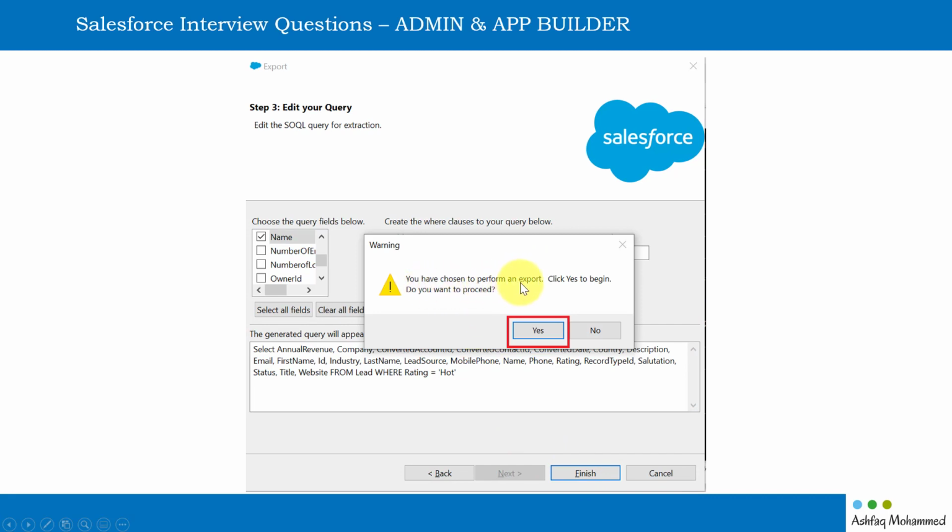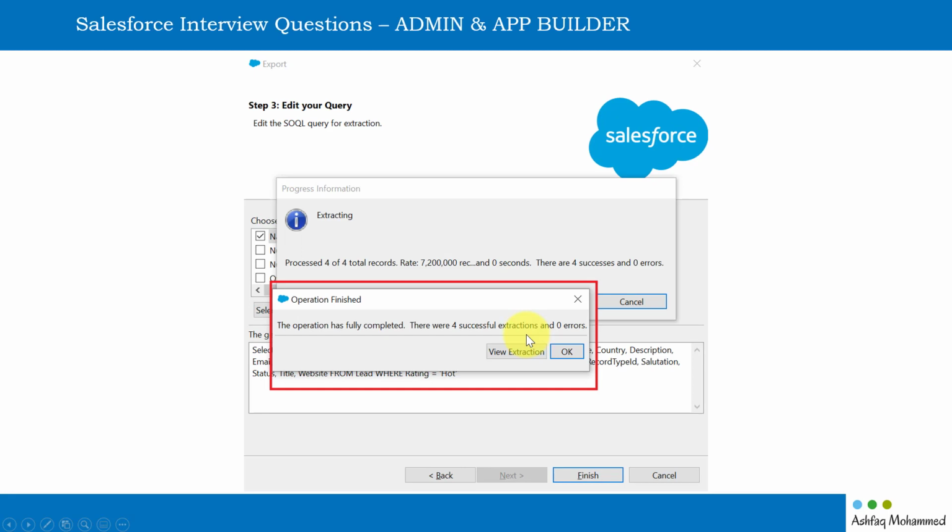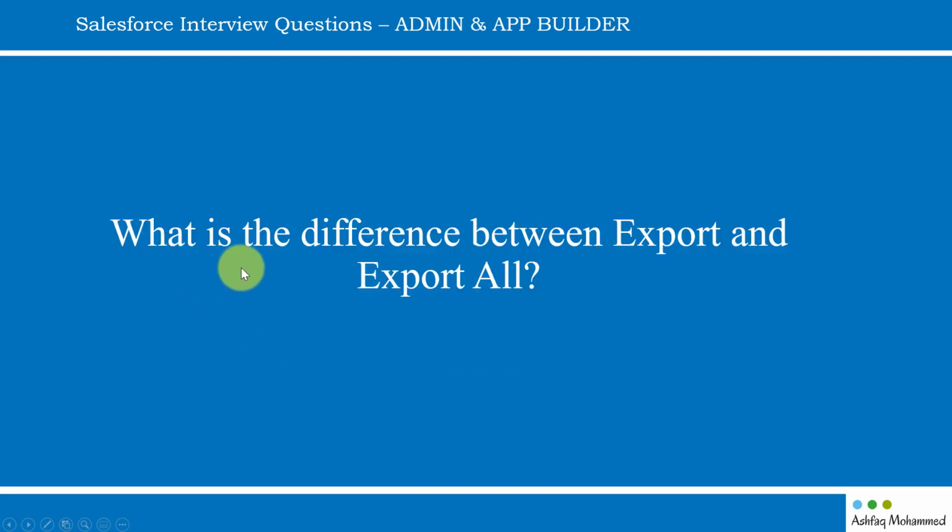You have chosen to perform an export. Click yes to begin. Do you wish to proceed? So it just gives us a warning, and then we can click on yes. Then it will load the data, right? So it has given us the final message. The message is: the operation has fully completed. There were 4 successful extractions and 0 errors. If there is any error, it will give the number of errors as well. If you hit this view extraction button, then it will give you the errors and whatever data it has extracted, okay?